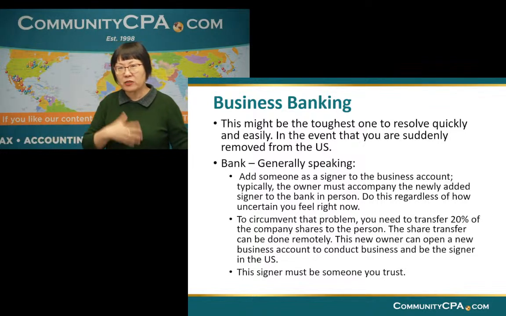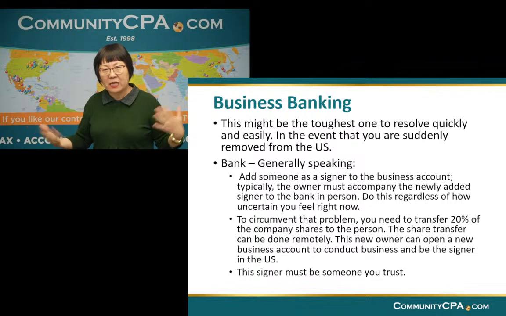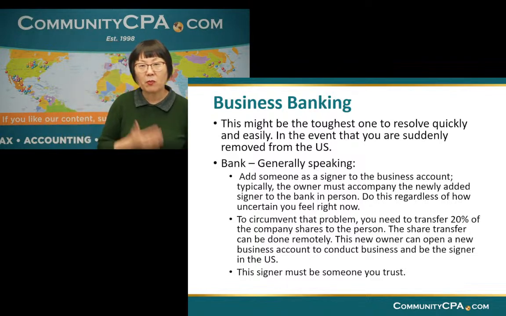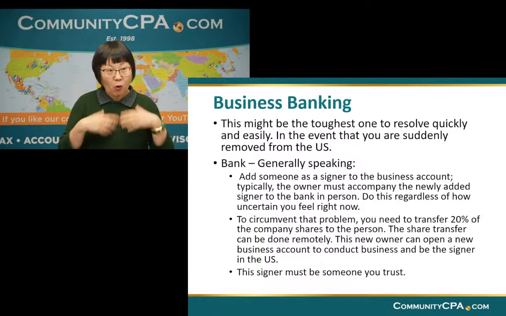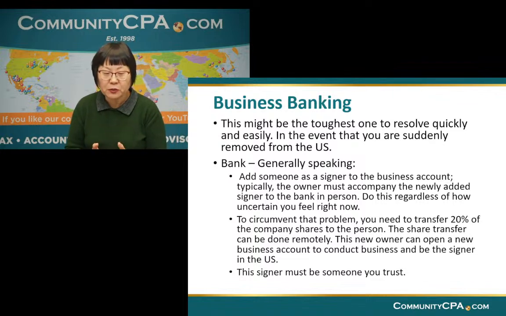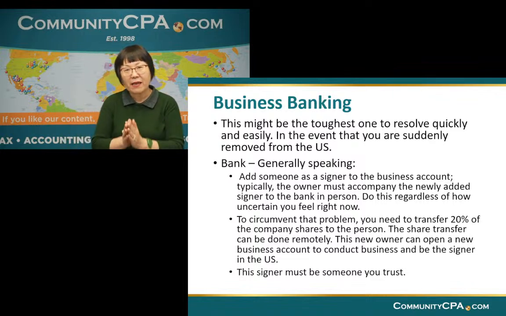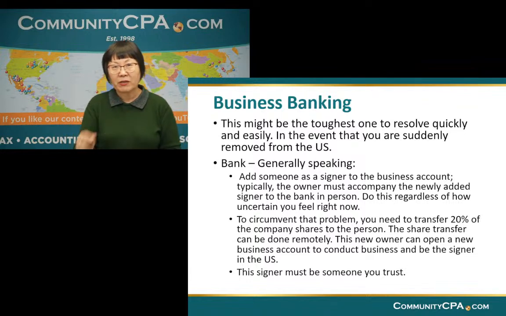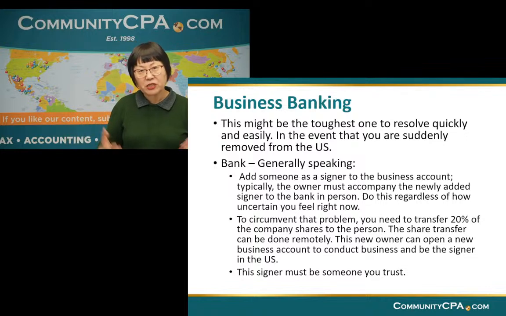Then this person has 20% of the share of the company, and this person will go open the new bank account. So everything will be transacted that way. Or this person can take the 20% share proof to the existing bank to get their name in to transact on the same bank. It just depends. Some banks allow that, some don't, but this is the way to circumvent this particular problem.